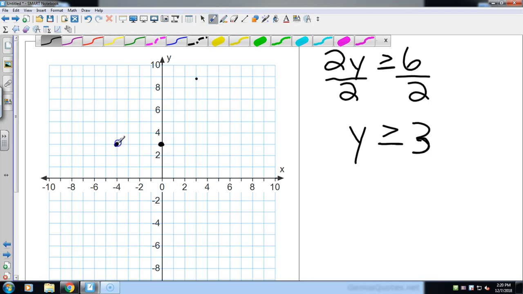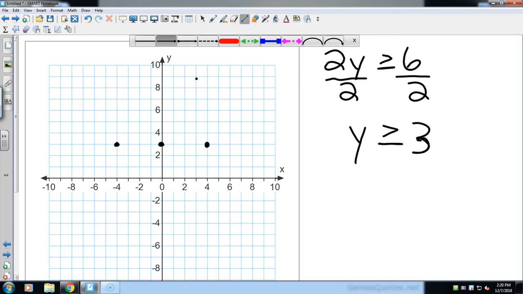And I could put some more points on there. Their locations don't matter, but every one of those has a y value of 3. And I'm going to pick up a solid line because it does say greater than or equal to 3.